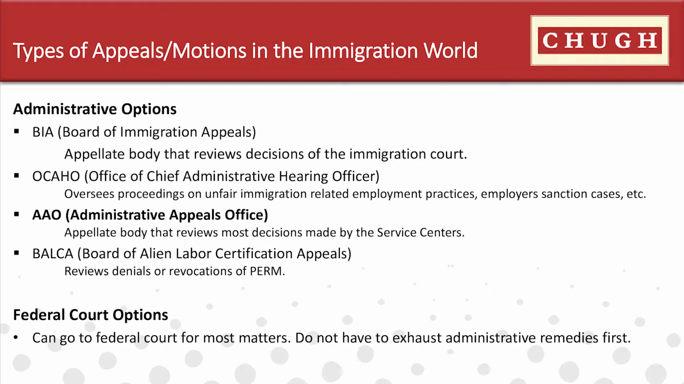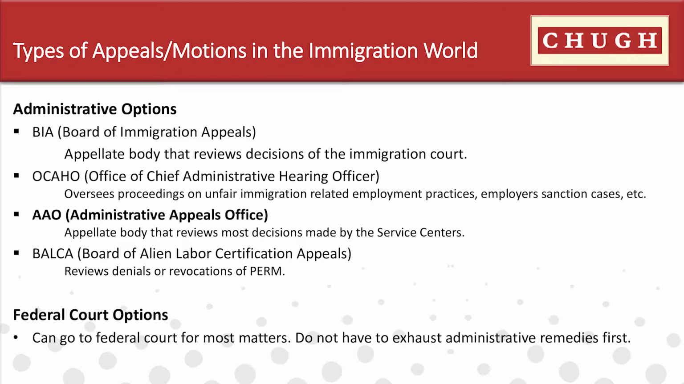The next one is the OCAHO, which is the Office of the Chief Administrative Hearing Officer. The OCAHO oversees proceedings on unfair immigration-related employment practices, labor practices, employer sanctions, etc. So mostly relating to regulations of the Department of Labor. So that's another kind of appellate office.